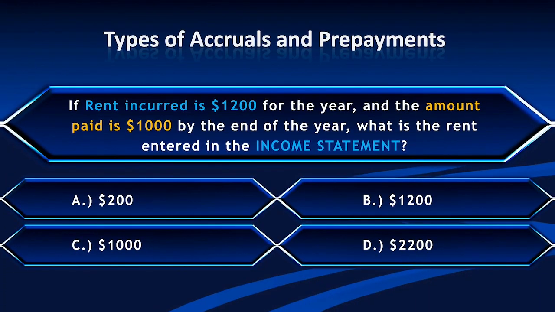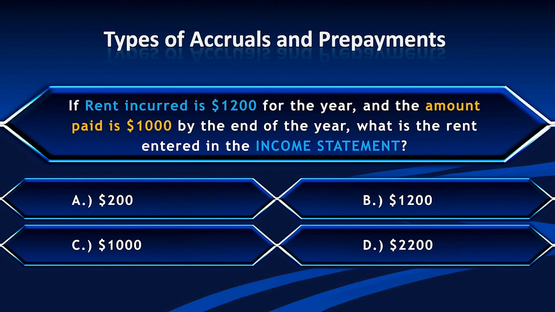If rent incurred is $1,200 for the year and the amount paid is $1,000 by the end of the year, what is the rent entered in the income statement? So it's the same information as the one before. However, they are asking for something different now. Before they asked what is the adjustment in terms of the accrual. Now they're asking what is entered into the income statement. Remember, always the emphasis for the income statement is that you put the expense incurred.